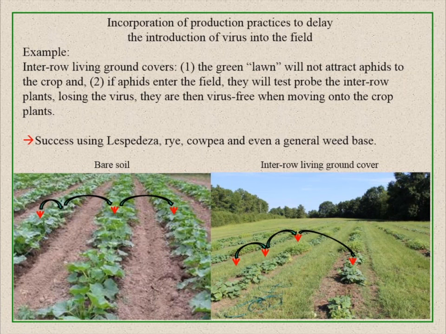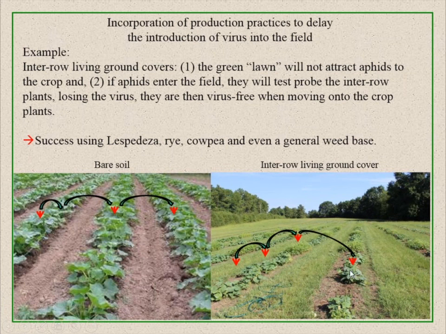Now, of course, if the aphid lands on your plant and probes and it has virus when it comes into the field, you're going to get infection of your plant. The idea here is that there's a lawn of green across the field. The insects won't be so stimulated to land in the field. The other hypothesis with this is that if the aphid lands in this inter-row crop, it will test probe and in doing so lose the virus.